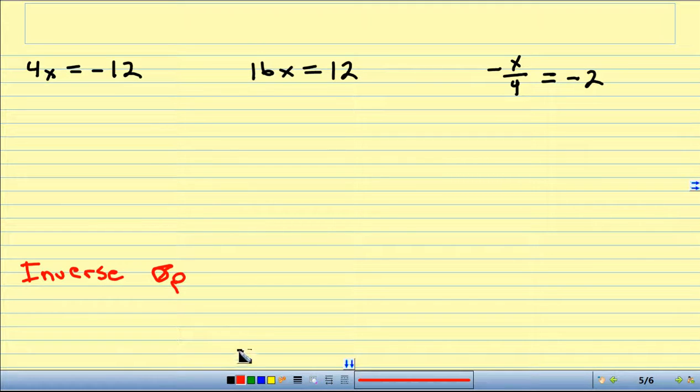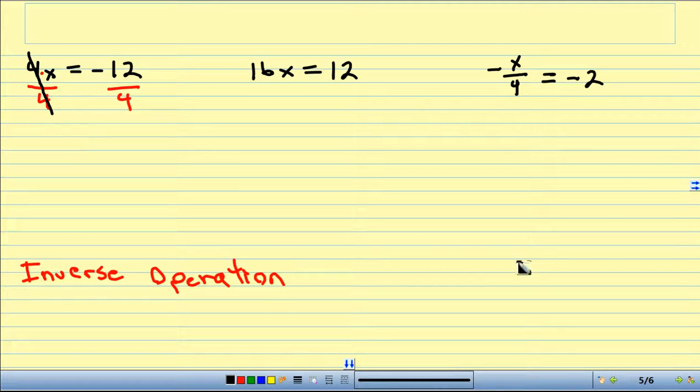inverse operation. That's a really ugly O. I'm going to clean that up. Inverse operation. So what I need to do is I need to find out what's going on between x and 4. Well, that's multiplication. So I'm going to divide both sides by whatever I'm multiplying with. So in this case, I'm multiplying by 4, so I divide both sides by 4.